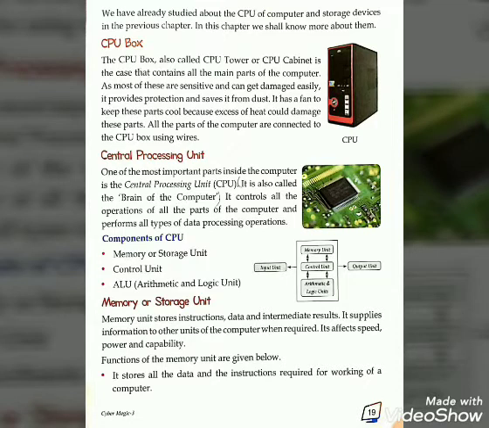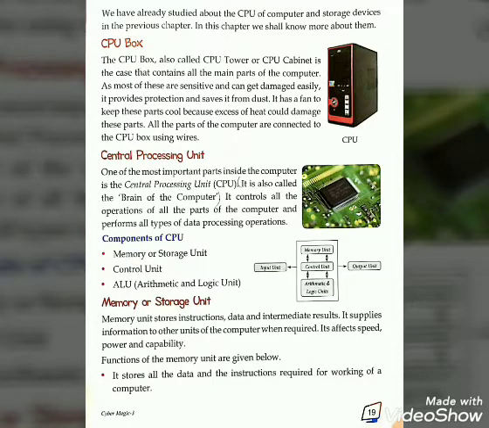As you can see here, the components of the CPU are given. What are they? Memory or storage unit, control unit, and arithmetic and logic unit, that is ALU. We know that the components of the CPU are the memory or storage unit, control unit, and ALU, that is arithmetic and logic unit.